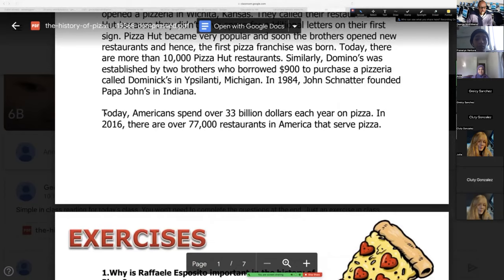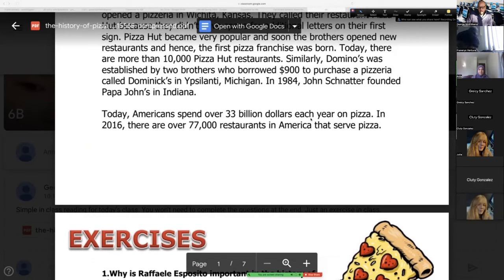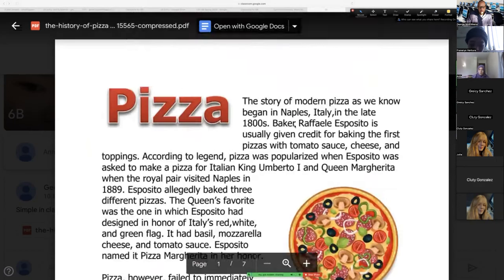All right. And then I'll read this last part. Today, Americans spend over $33 billion each year on pizza. In 2016, there are over 70,000 restaurants in America that serve pizza. Now, quick note here.